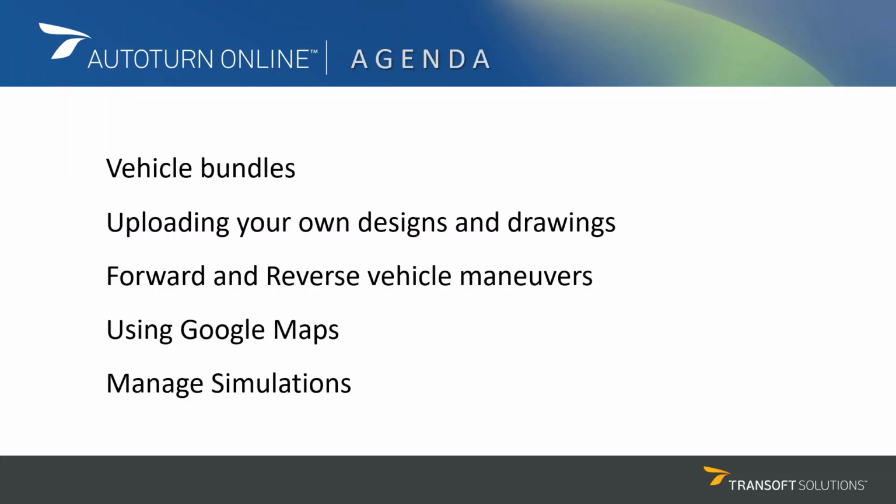First, I'll talk a little bit about how it works and how to get started with AutoTURN Online. Then I'm going to touch on the topics that you see here, which are the vehicle bundles, how you can upload your own designs and your drawings to AutoTURN Online, how to perform forward and reverse vehicle maneuvers. And then I will show you a new feature, which is the integration with Google Maps, and also how you can manage the simulations within your design.